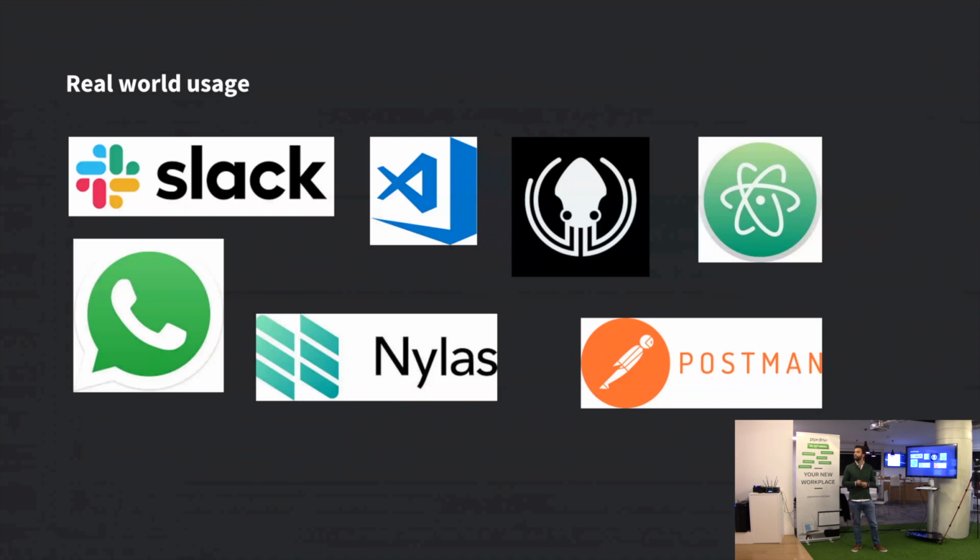Some real world usage. Basically, everyone probably uses Slack. Slack is a heavy user of Electron. Visual Code, which is our favorite code editor, probably, at least for me it is. WhatsApp for desktop, they all use Electron to port their web app to the desktop. Of course, except Visual Code, which doesn't have a web app.